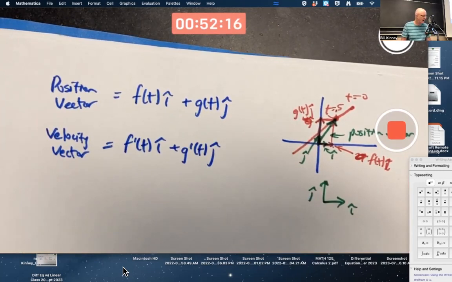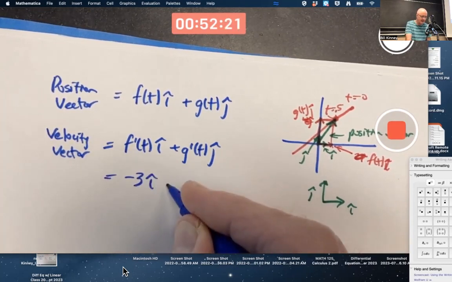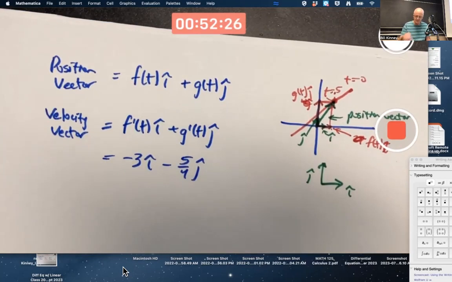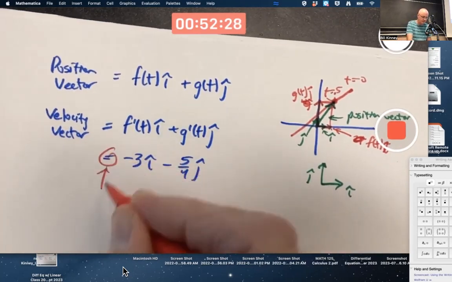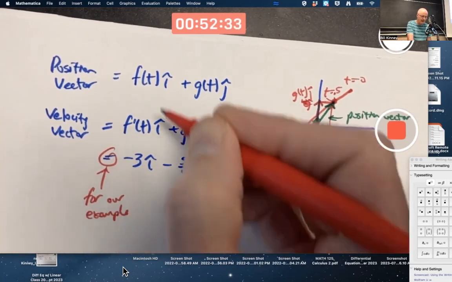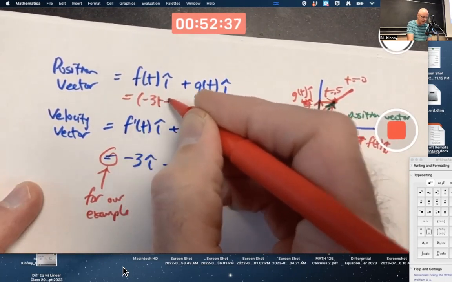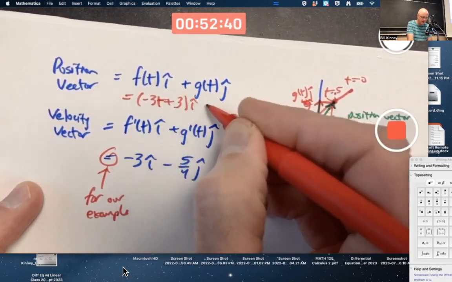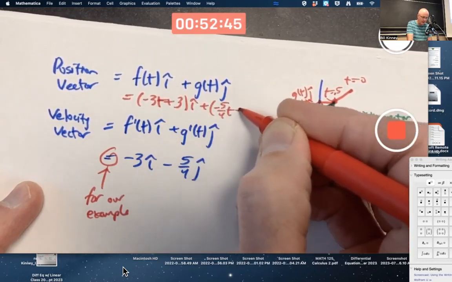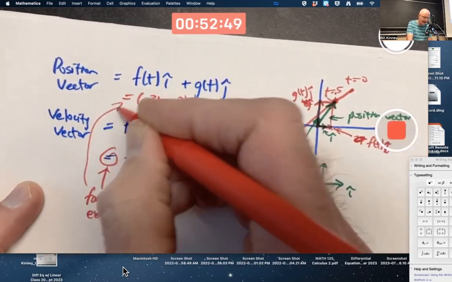What is f prime for our example? It's -3. What is g prime? It's -5/4 for our example. By the way, I also could have simplified this one for our example. I could have replaced f of t with -3t plus 3 and g of t with -5/4 t plus 4. I could have done that before, and I'm doing it now.